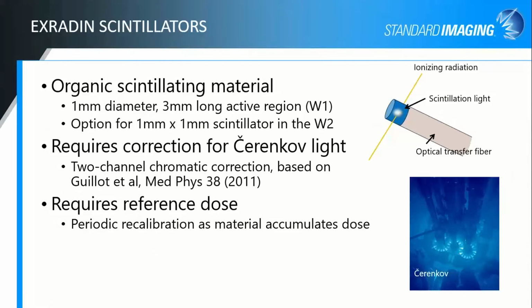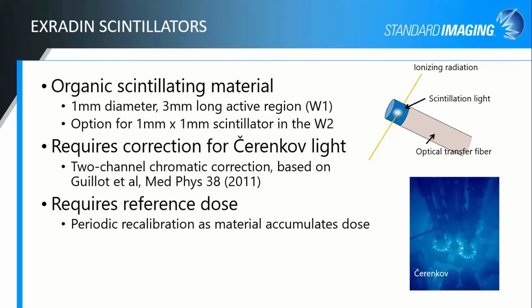So how does our scintillator work? I mentioned it's an organic scintillating material. The first generation device was a 1 millimeter diameter, 3 millimeter long active scintillation region. That's the W1. With the W2, we have been able to offer both a 1x1 scintillator and a 1x3 to match the prior version. It also gives a little bit of an advantage in terms of the slightly larger small fields getting a little bit better signal to noise, just because of the 3 times higher signal that you get from the larger scintillator.